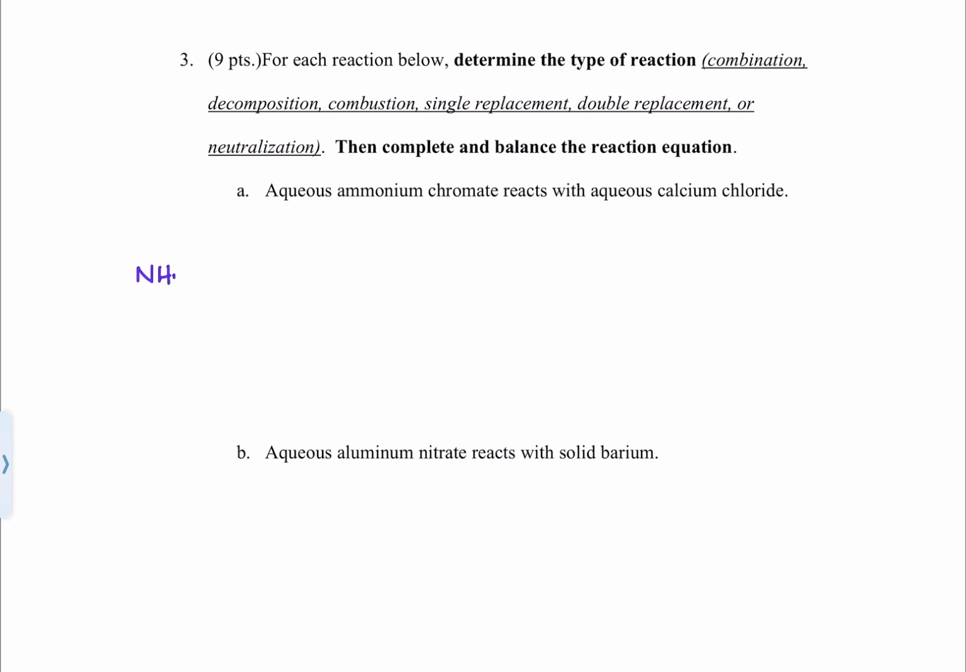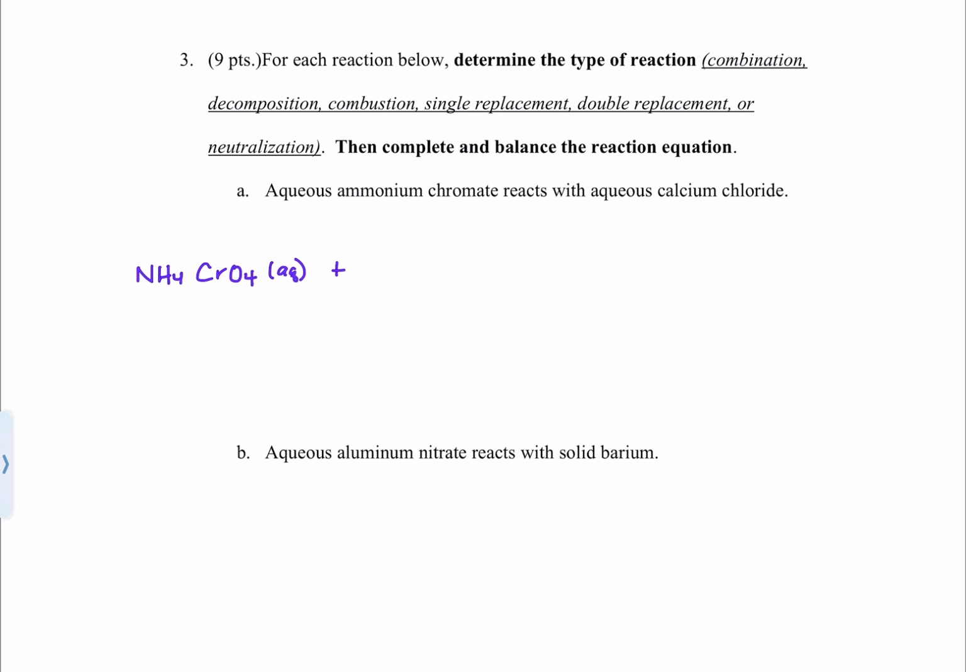Okay, so ammonium is NH4 and chromate is CrO4. Aqueous, reacts with aqueous calcium chloride.